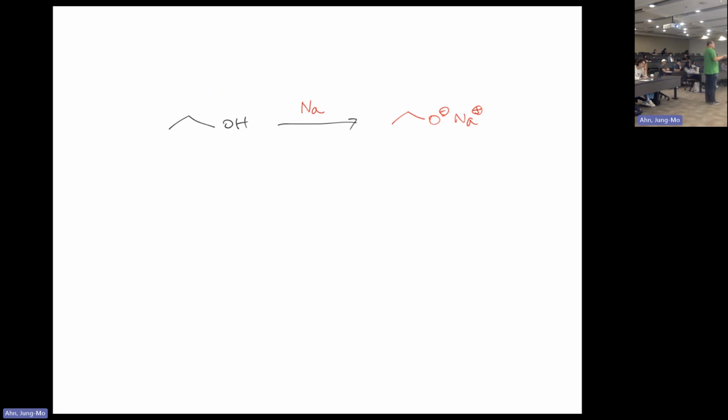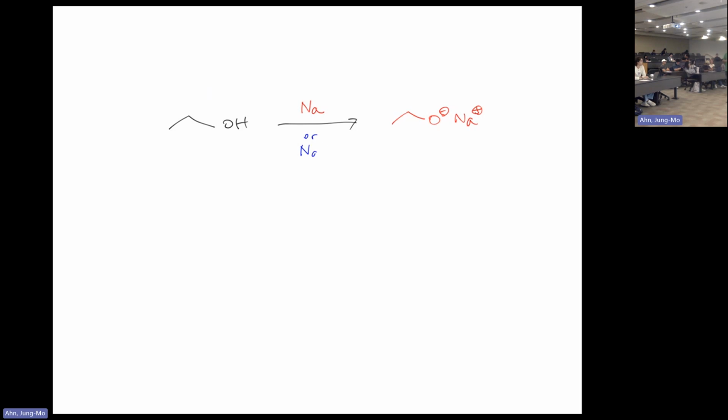This is not an acid-base reaction. This is more like a reduction. You can reduce this hydrogen and it makes hydrogen gas, which bubbles out. Then you're going to have the oxygen with the remaining electrons. So that's one of the ways to make a conjugate base of the alcohol, which is with sodium metal. Not the sodium salt, sodium metal.